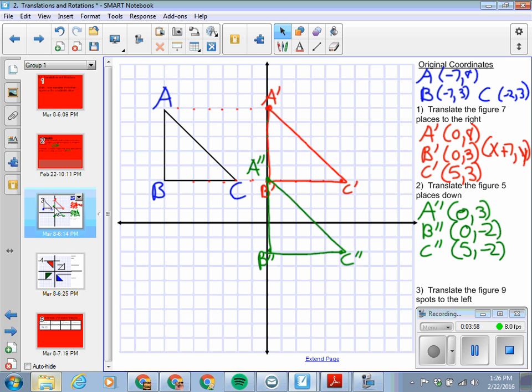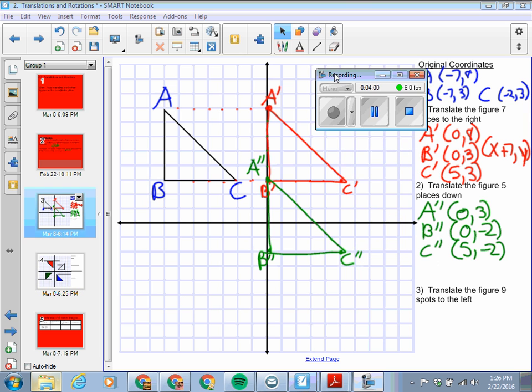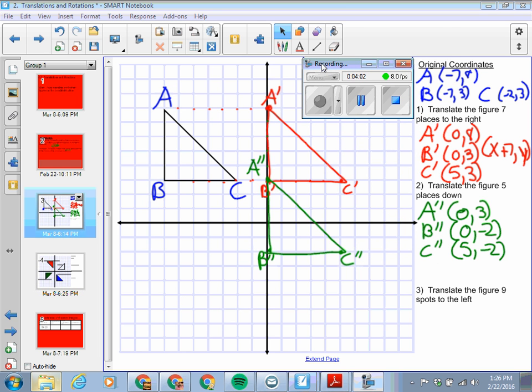And our last one, we're going to translate the same figure 9 spots to the left. So take our A double prime coordinate, move it over 9 spots to get A triple prime. Our B double prime moves over 9 spots to be B triple prime. And our C double prime moves over 9 spots: 1, 2, 3, 4, 5, 6, 7, 8, and 9 to be C triple prime right there.